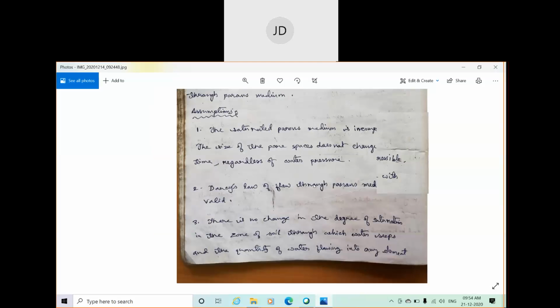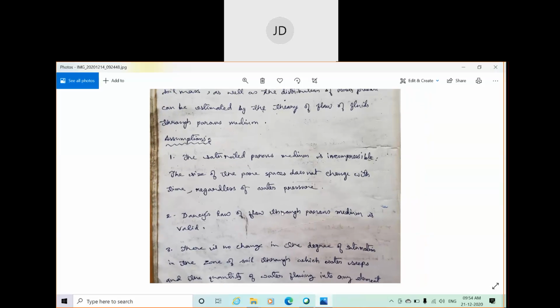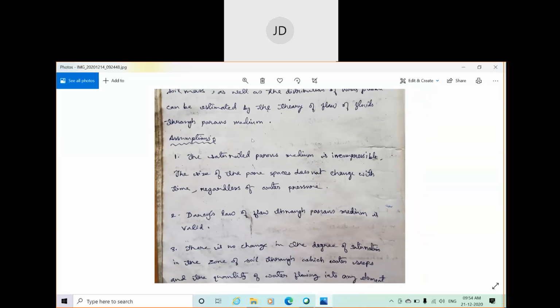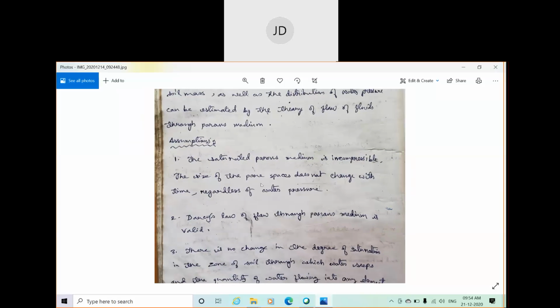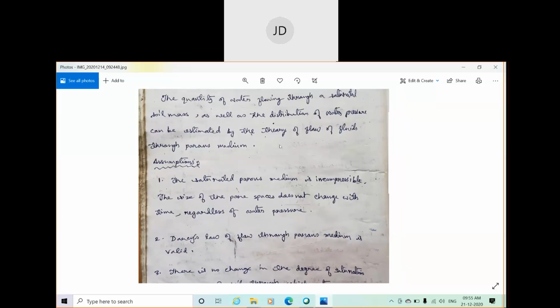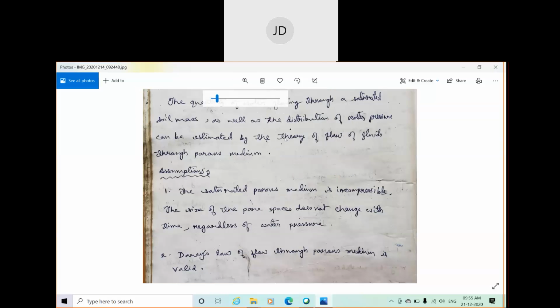Now a very important term is the assumptions. During the derivation of the equation, Laplace considered some assumptions, and these particular assumptions are very important. There are 5 assumptions. So what is the first assumption? Laplace considered that the saturated porous medium is incompressible and the size of the pore space does not change with time regardless of the water pressure. Incompressible means you cannot change its volume.